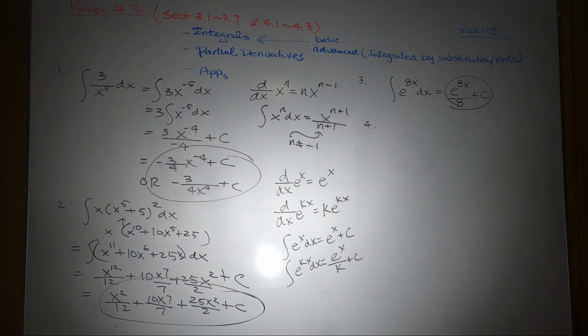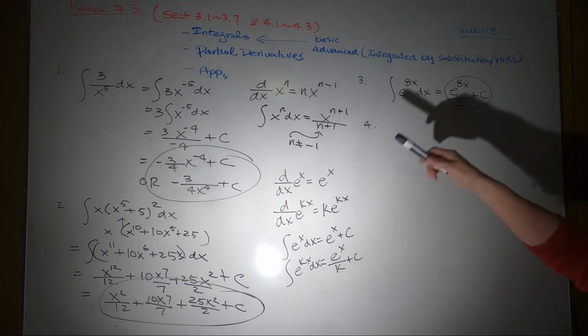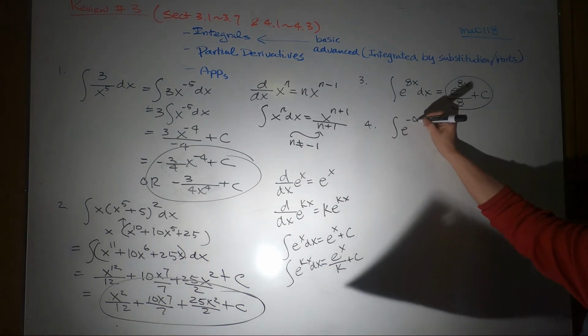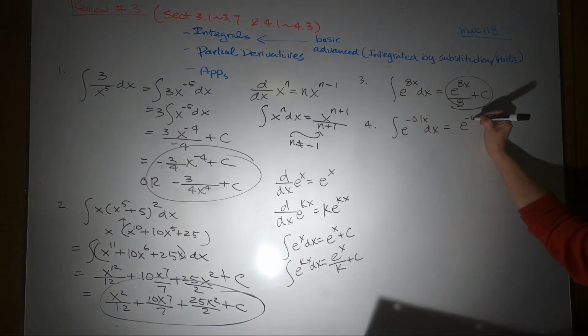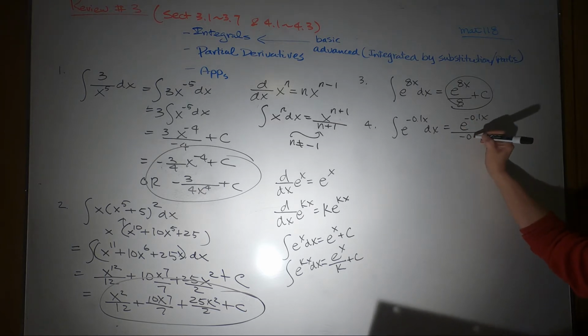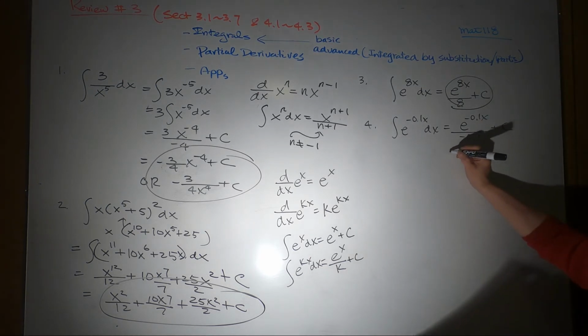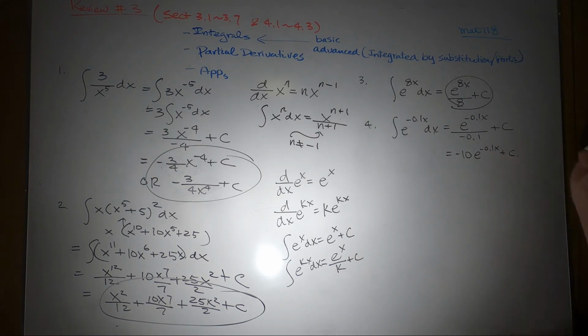So we are doing indefinite integrals. And for polynomials, for exponential, if you have e to the negative 0.1x dx, it's the same thing, right? So e^(-0.1x) divided by negative 0.1, right? Then what do we have? Divide, so that would be 1 divided by 0.1, which is 10, right? Negative 10 e^(-0.1x) plus c. So that would be your answer.